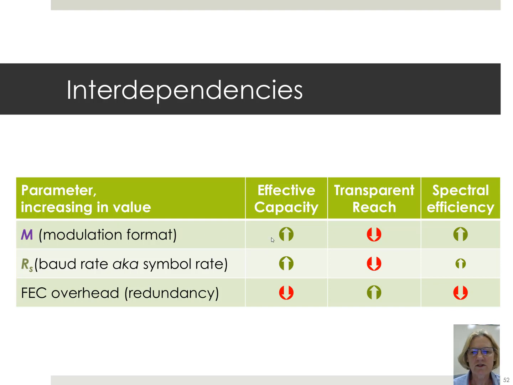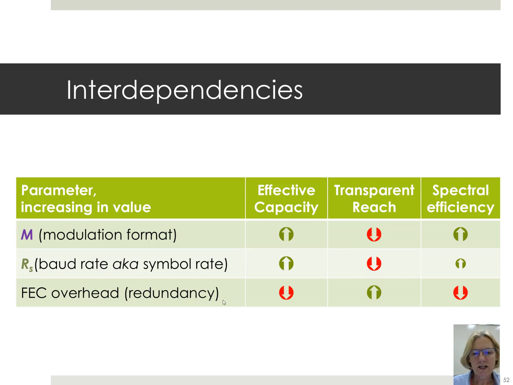So as I increase the modulation format, my effective capacity goes up, more bits per symbol, but my reach goes down. I cannot go as far in distance because of that, but my spectral efficiency is going up. When I send information faster, baud rate, of course I'm sending it faster, so I'm getting more capacity. But I'm also reducing the reach because I'm letting more noise in because my bandwidth is larger. I can get a little bit better spectral efficiency because as I'm using wider bands, my guard intervals are going to be smaller. But also the FEC threshold.